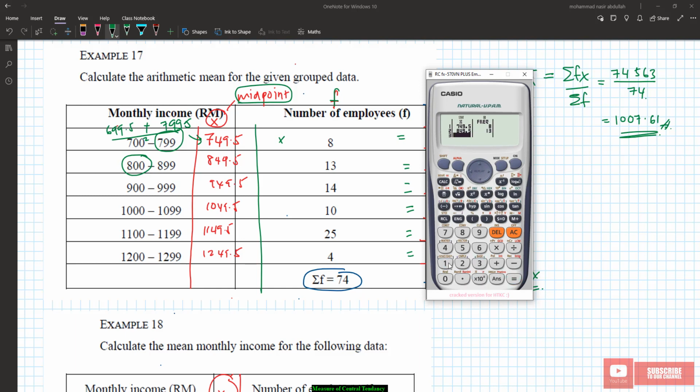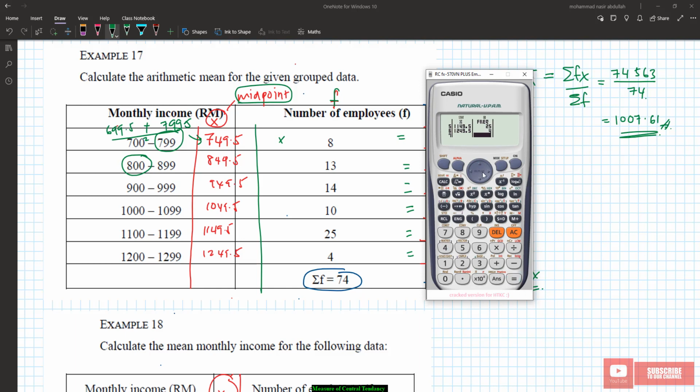Can you do it? 949.5. Frequency should be 14. And for number 4 is 1049.5. And frequency should be 10. Right? And then number 5 is 1149.5. The frequency should be 25, right? Number 6 is 1249.5 and the frequency should be equal to 4.